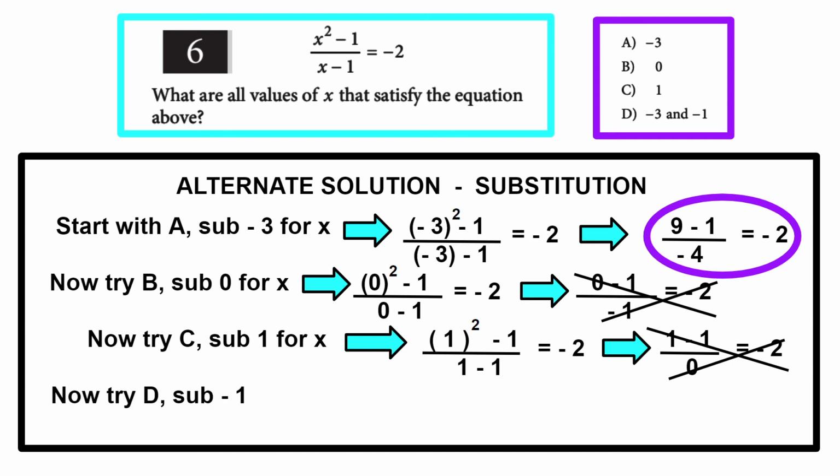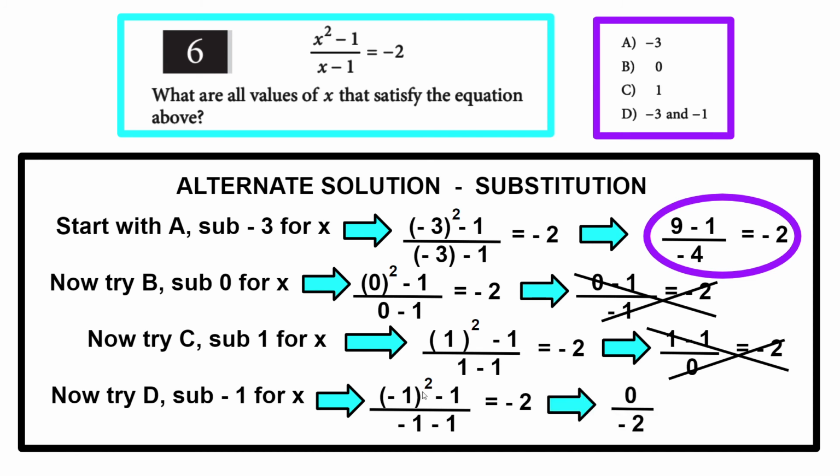Lastly, we try answer D. We already tried negative 3 when we tried answer A, and that did work. Let's see if negative 1 also works. So we put in negative 1 for x, negative 1 squared minus 1 divided by negative 1 minus 1, and that will equal 0 divided by negative 2. That does not equal negative 2. 0 divided by negative 2 equals 0. We have another invalid answer. D does not work. Our answer is A, but we already knew that.